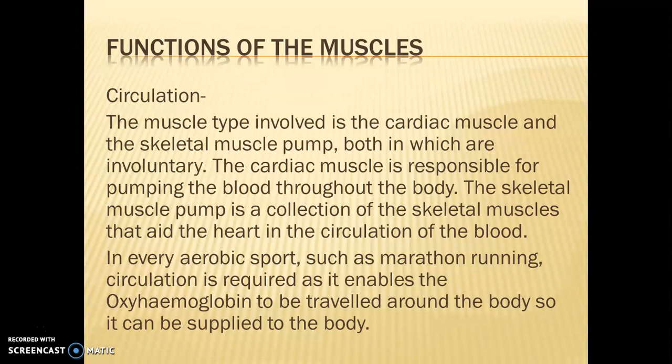Circulation. For circulation, the muscle type involved is the cardiac muscle and the skeletal muscle pump, both of which are involuntary and happen all the time. The cardiac muscle is responsible for pumping the blood throughout the body, supplying the muscles with oxygen found in the oxyhemoglobin so they can respire and enable contractions.